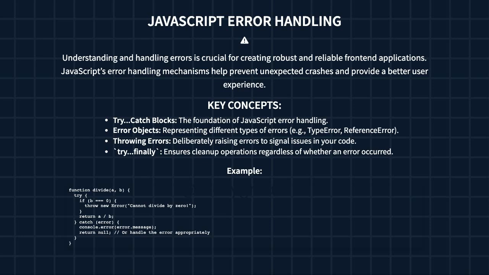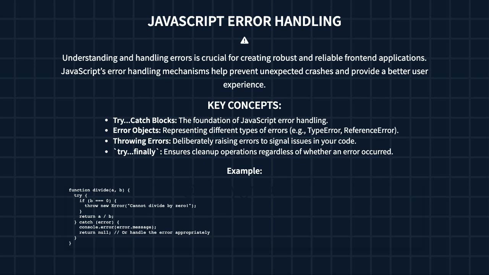The core tool here is the try-catch block. This allows us to wrap sections of code that might potentially cause an error, like dividing by 0, for instance, within a try block. If an error does occur inside the try block, the code jumps to the catch block where we can handle it, log it, or even display an informative message to the user.